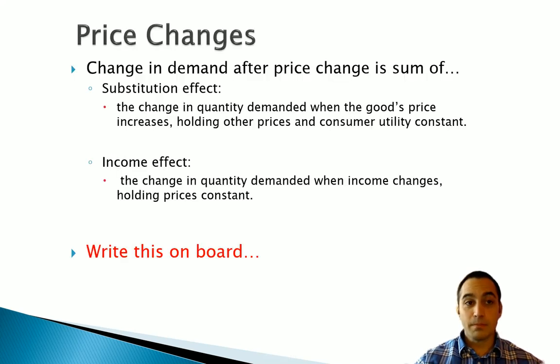If we were in person, I would write on the board in big letters that the substitution effect refers to a change in quantity demanded when a good's price increases or decreases, holding other prices and consumer utility constant. I would also write in big letters that the income effect is the change in quantity demanded when income changes, holding prices constant. Sadly, I don't have a big whiteboard on me, so write it in your notes. You're going to need this in a minute.